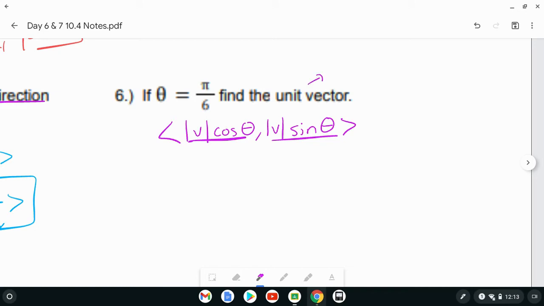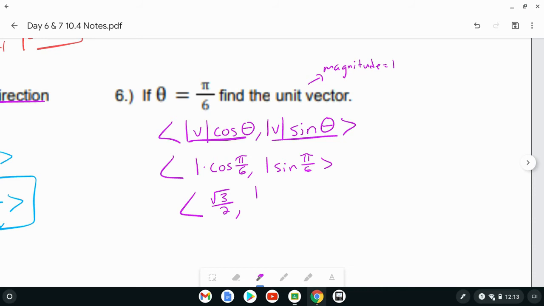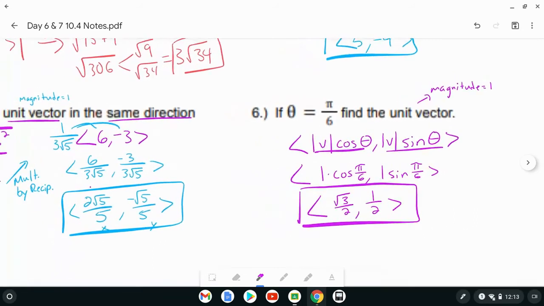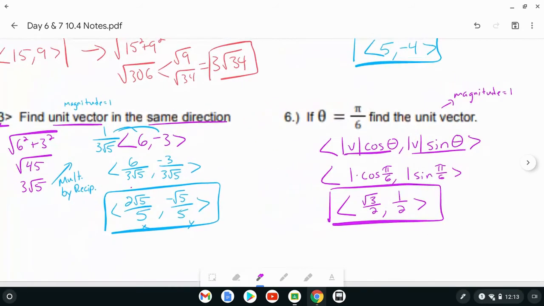Well, if we're talking about a unit vector, we just said it has a magnitude of 1. So all you have to do here is say 1 times cosine of pi over 6, 1 times sine of pi over 6. And then at this point, we are just fantastic with our unit circle. And we know that cosine of pi over 6 is root 3 over 2. Sine of pi over 6 is 1/2. So there is the component form of a unit vector with an angle of pi over 6.